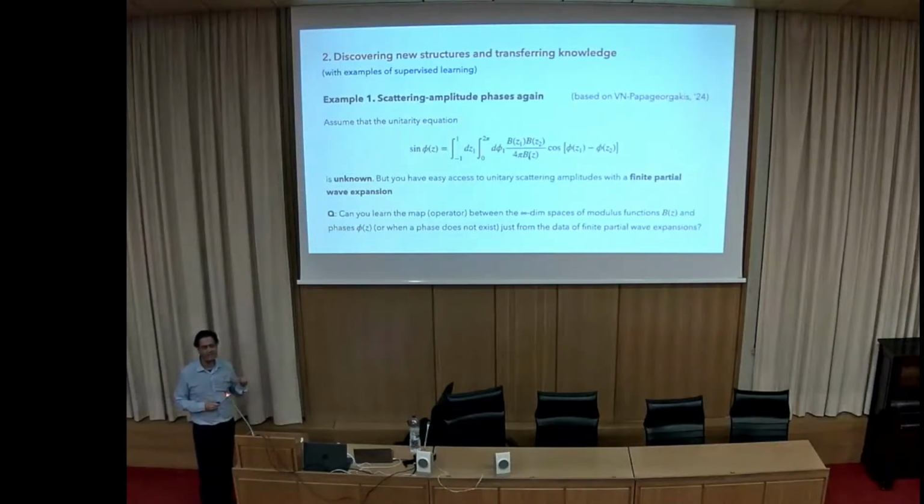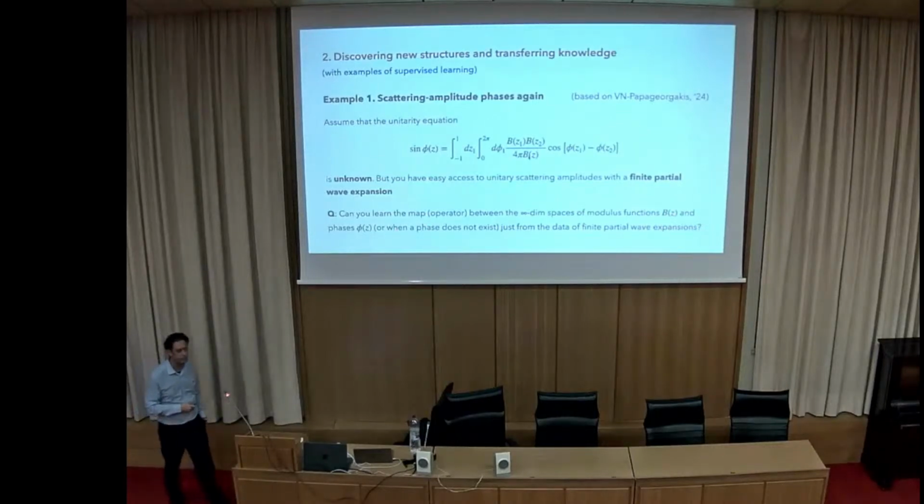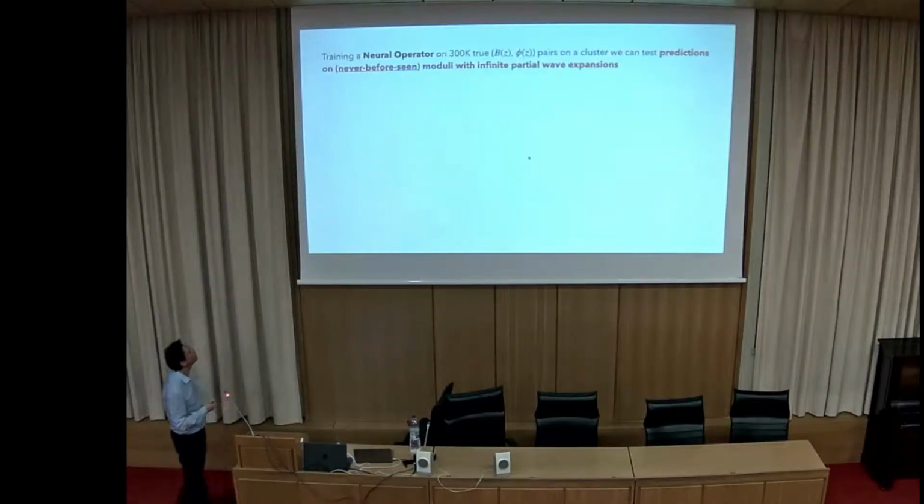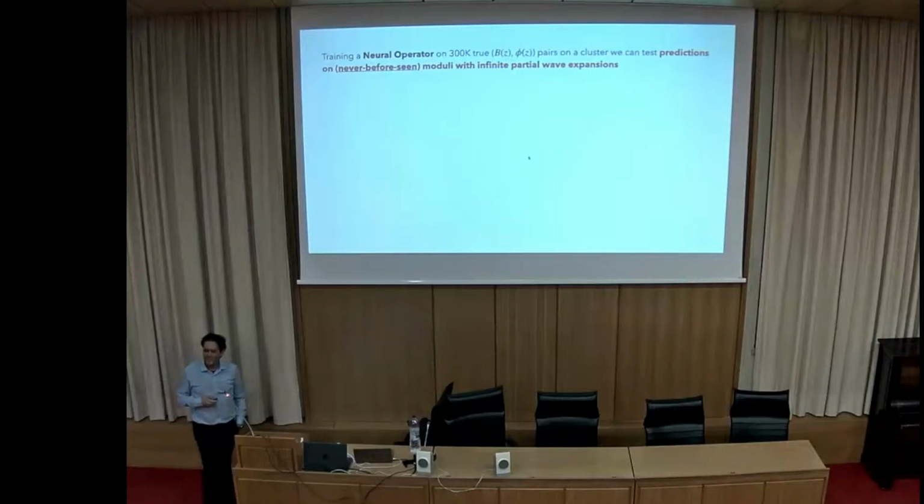The question is whether I can discover it just from this very limited data in the easy corner, which is finite partial wave expansion. So can we learn the map, the operator between the infinite dimensional spaces of modulus functions b of z and phases phi of z, or when a phase does not exist, just from the data of finite partial wave expansions? That's what I want to ask. And this is what we tried to do with Kostis Papageorgakis in a recent paper. We trained a neural operator on 300,000 true b-phi samples, generated by randomly choosing phase shifts, on a cluster with one of the NVIDIA chips.